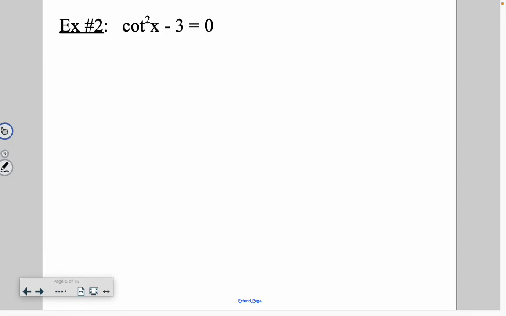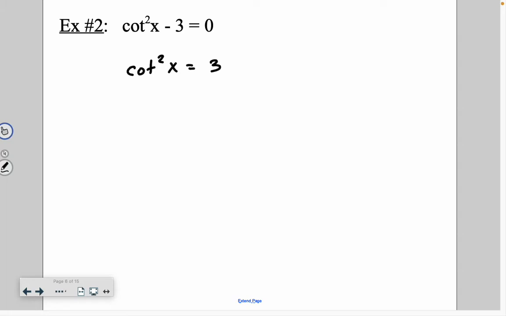Let's take a look. Here's the next one. Same first question. Factor or isolate? Isolate. There's still only one trig function there. It's a trig function squared, but it's only one trig function. So add the 3 over to the other side. We've got cotangent squared x equal to 3.